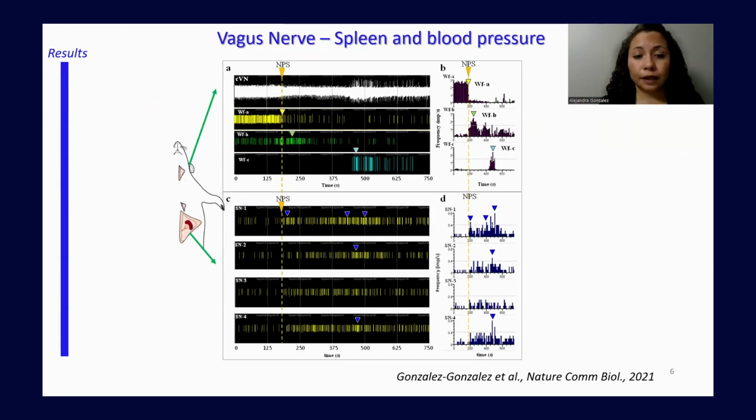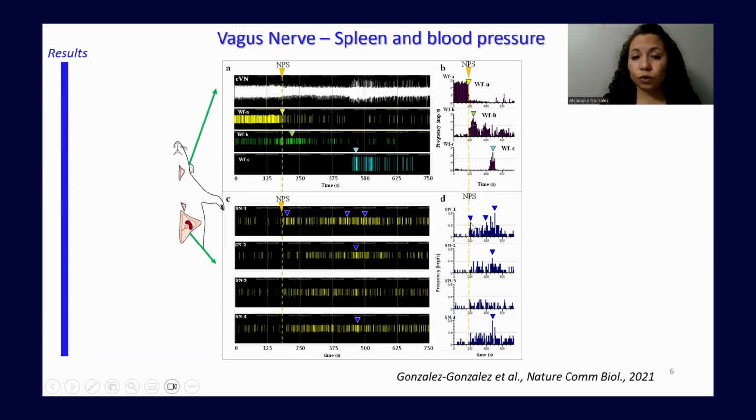We wanted to evaluate the synchronization of the activity with the vagus nerve. And what we did was to implant electrodes simultaneously in the vagus nerve and also in the different branches in the spleen. And what we observe when we modify the blood pressure by administering nitroprusside, indicated by NPS here, we observed that the response was different for all of the nerves. However, there was a synchronization of activity with the cervical vagus nerve and the branches in the spleen, but mainly with the splenic branch number 1.